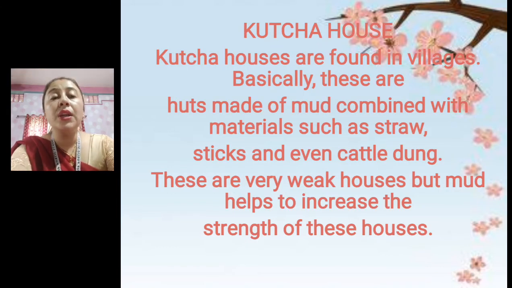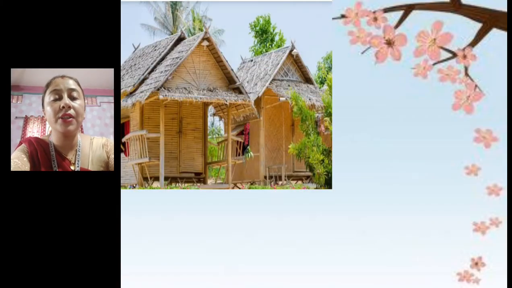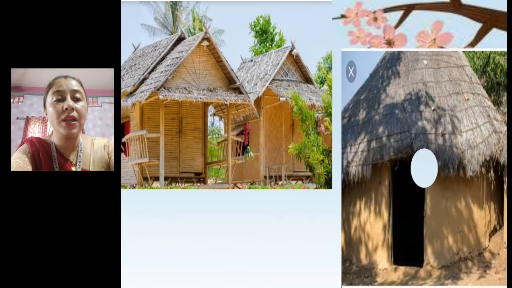Okay, so kacha houses are usually found in villages, and these houses are made up of materials such as straw, sticks, and even cattle dung. Now let us see some pictures of kacha houses. Yes, see, these are made up of straw, bamboos, and mud, etc. So did you see the picture of a kacha house?